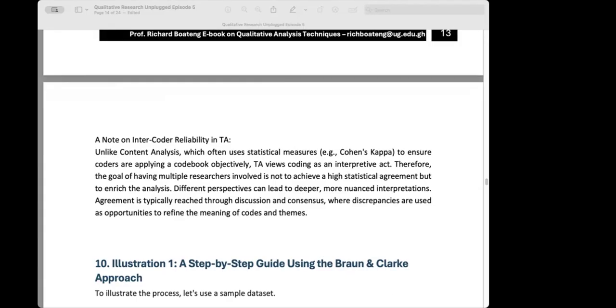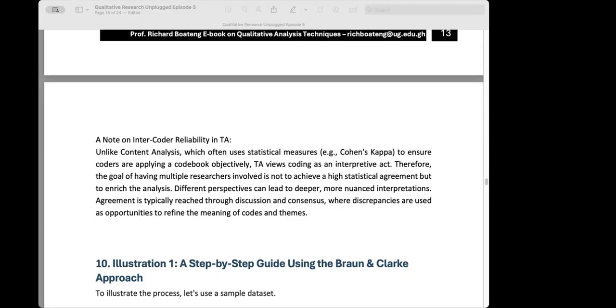For you, the doctoral students at the University of Ghana Business School, undertaking advanced qualitative research methods, understanding these common pitfalls can save you a tremendous amount of headache, time, and potential rework, and ultimately strengthen the quality and defensibility of your thesis. What are the most frequent traps you see researchers fall into when doing thematic analysis?